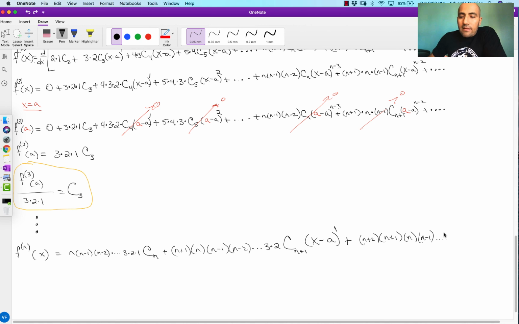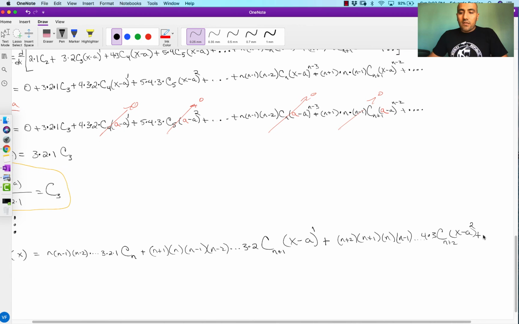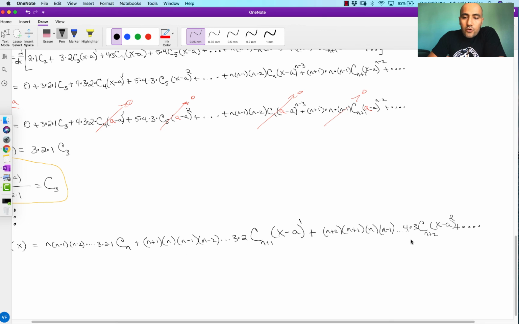It's going to end up at 4 times 3, and then it's going to stop there. And there will be a c sub n plus 2, and then an x minus a to the power of 2 term, and then it'll continue forever. Dot, dot, dot, forever. And just like we've been seeing before, this means that almost all the terms from infinity on down will have a factor of x minus a, except for that very first term.